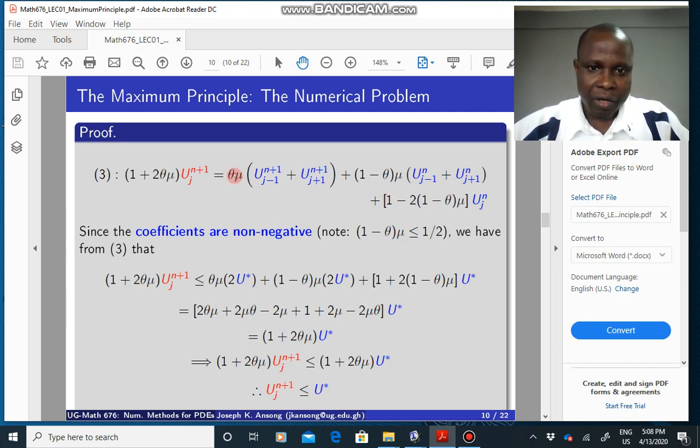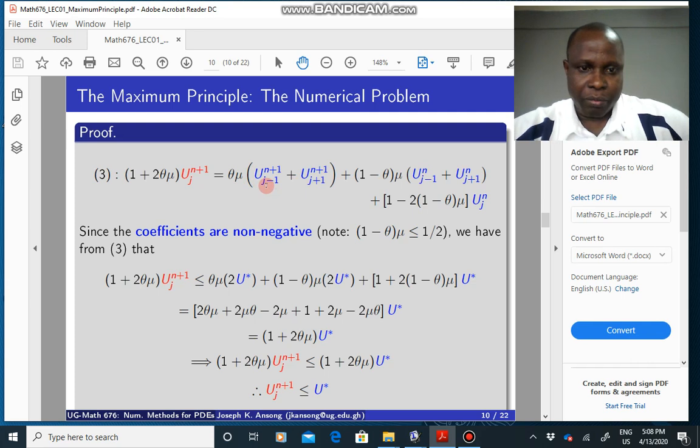Now, because the coefficients of these guys are non-negative, if I replace each of these blue variables by the maximum, which is U star, then the left-hand side must be less than or equal to what is on the right-hand side. That's because these coefficients are non-negative, and I'm replacing each of these by the maximum, and so this quantity is true. I can factorize U star out, simplify it to this, which implies that the left-hand side is less than or equal to this. I can cancel out what is in brackets, and this shows that Uj into n plus 1 must be less than or equal to U star.